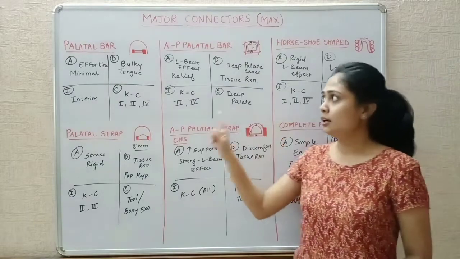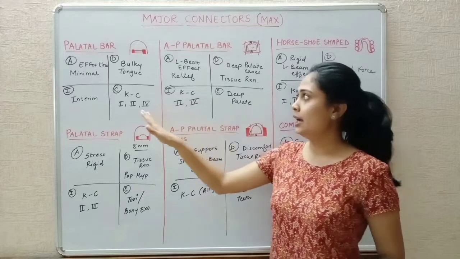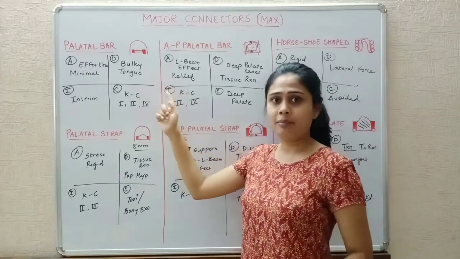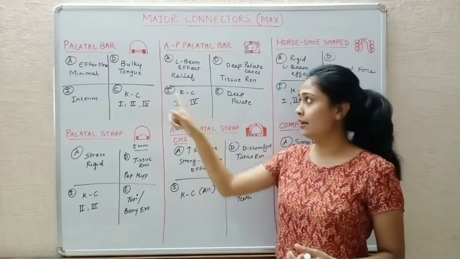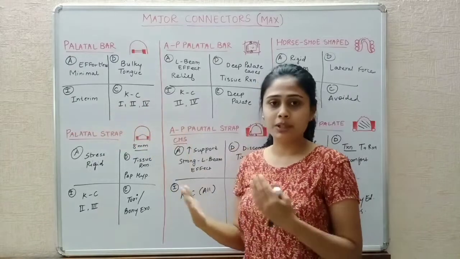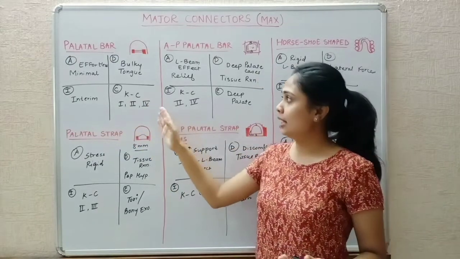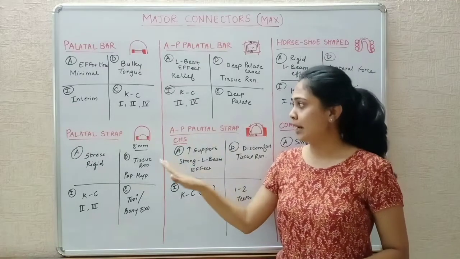We'll revise it. First, palatal bar. It is narrow, half oval in cross section. Advantages: effortlessly fabricated and minimal in design. Disadvantages: it is bulky and it interferes with the tongue. Then the indication that it is used as an interim partial denture, and the contraindications are in Kennedy's class 1, 2 and 4. Palatal strap.